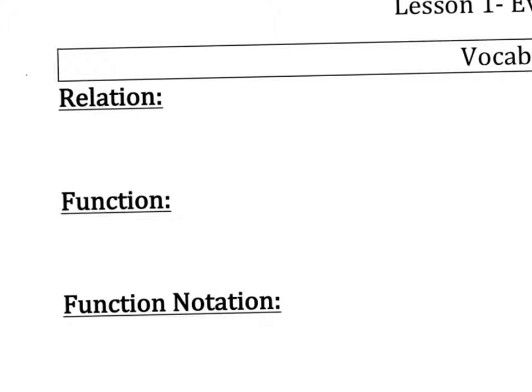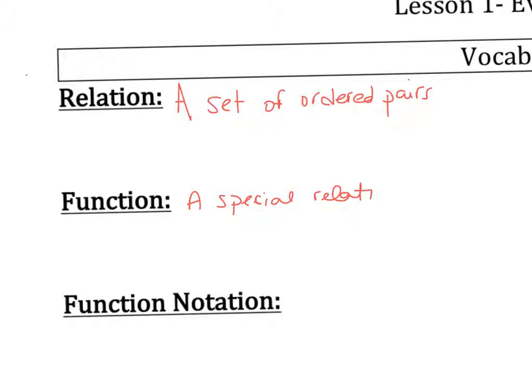A relation is a set of ordered pairs. A function is a special relationship where each input has only one output, or has a single output.